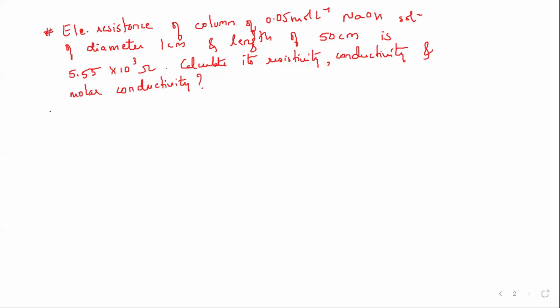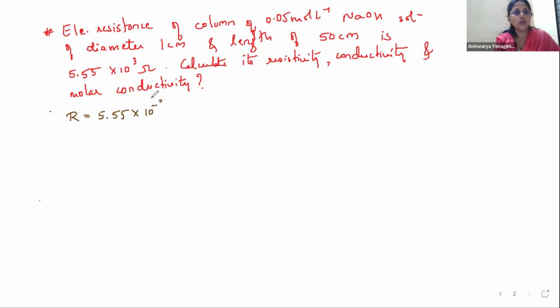So here, let us first see what is given. I'll write it here. Resistance is equal to, how much have they given? 5.55 into 10 raised to 3 ohm. Correct? What is further given? Length is given. What is length? Length is 50 centimeter. Then diameter is given. So diameter is 1 centimeter.